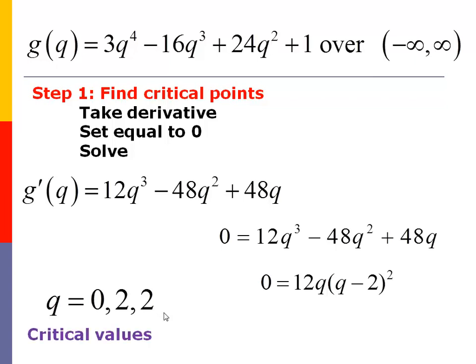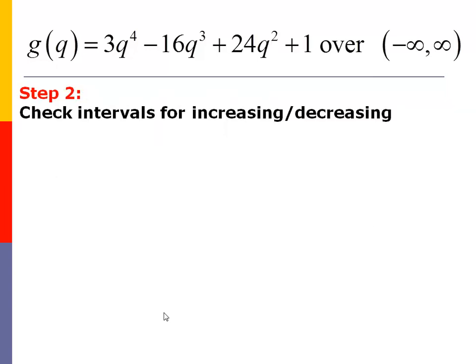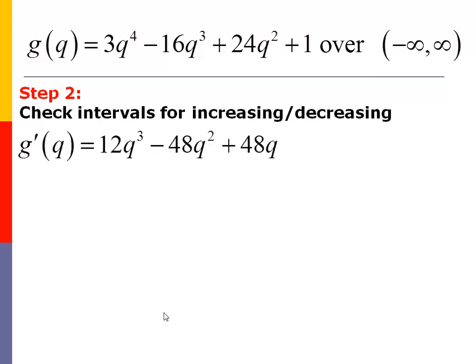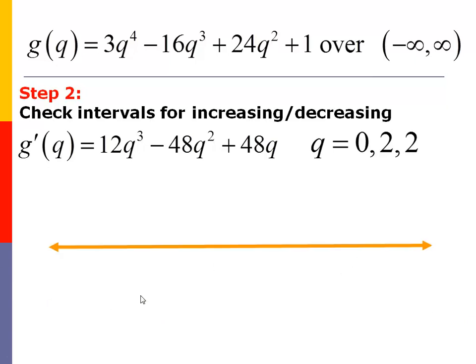Okay, so those are our critical values, 0, 2, and we got a repeated 2. And so then what we're doing is we're checking our intervals for increasing and decreasing. We're using our derivative. We're using our critical values. We're making our number line. Our critical values separate our number line into sections, into intervals. We have 3 sections here.